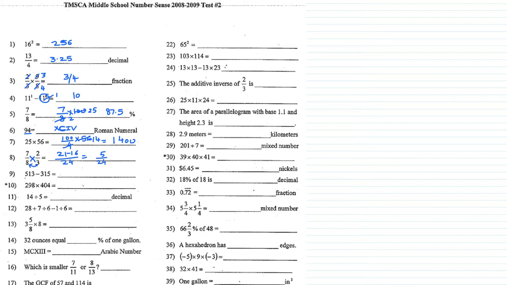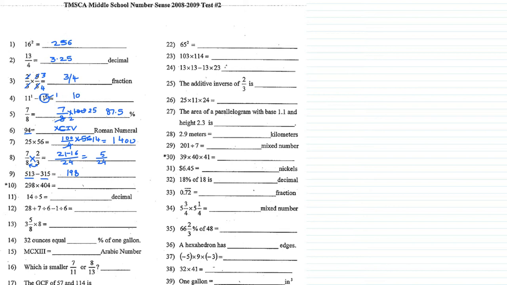Question 9. 513 minus 315. So this is clearly 198. So think of 513 as 515. So 515 minus 315 is 200. And then we subtract 2 and then we get 198.